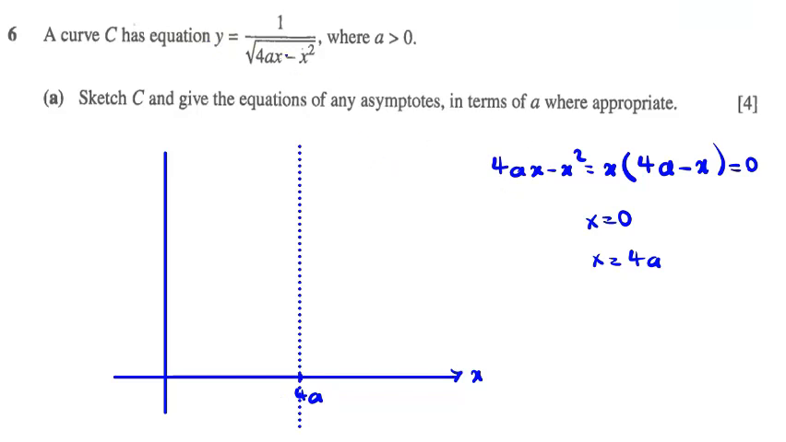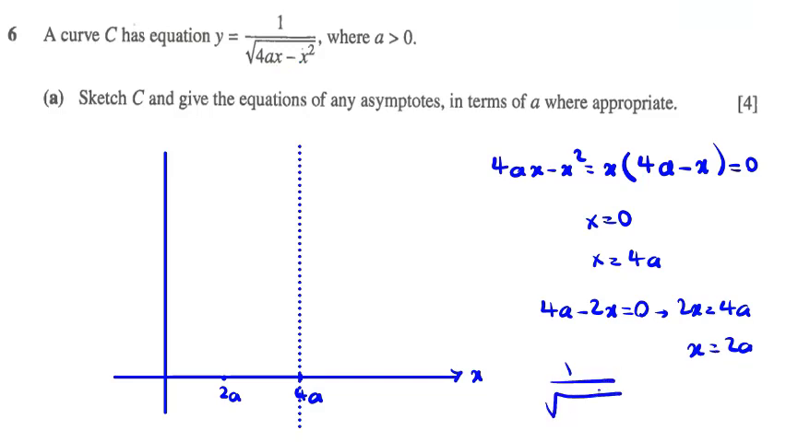Now I want to find, I differentiate from this 4ax minus x squared. It will be 4a minus 2x equals 0. Then 2x equals 4a and x equals what? 2a. So if I consider x equals 2a, it will be what? This equation, it will be 1 over 4a times 2a, 8a squared minus 4a squared, which will be 1 over root 4a squared, which will be 1 over 2a.